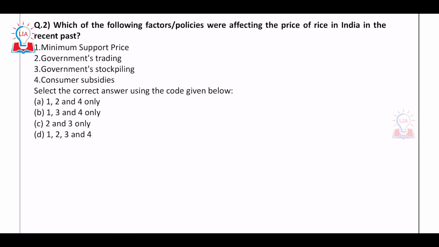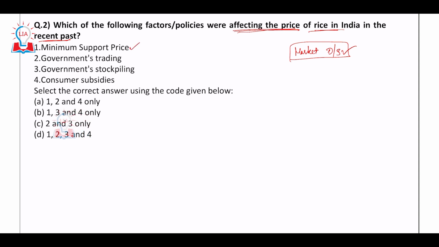Secondly, which of the following factors or policies were affecting the price of rice in India in the recent past? Leave aside this idea of recent past. It is basic understanding of the concepts which you have to go through. All you have to see is, if something is affecting the price, it means it is somehow affecting the market as well. Anything that affects the market demand and supply will be able to affect the price as well, right? It is asking about the price of rice in India.